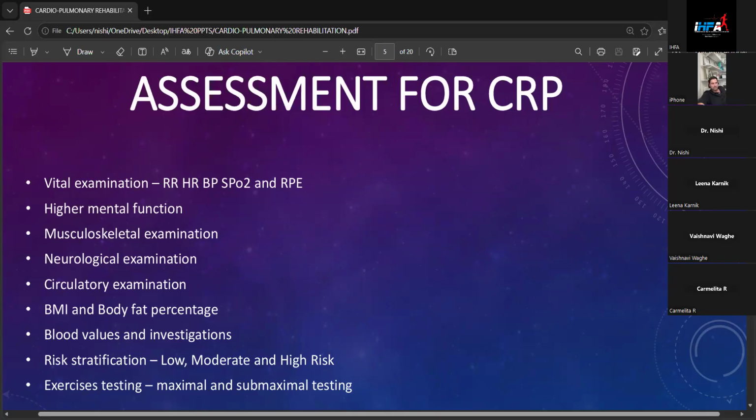Next is musculoskeletal. In the musculoskeletal examination, you have to check for range of motion, tightness, any fractures, or any other injuries in any particular joint. Also the muscle strength.